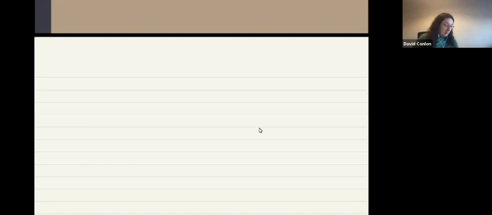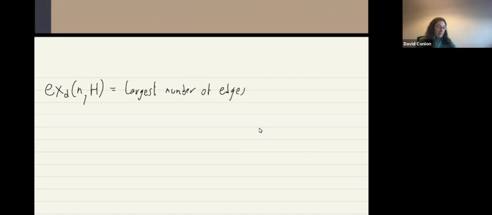So I'm going to be interested in the extremal number, and ultimately I'm going to be interested in the extremal number for d-uniform hypergraphs. So by this, I mean the largest number of edges in a d-uniform hypergraph on n vertices with no copy of H. And H is itself assumed to be a d-uniform hypergraph.